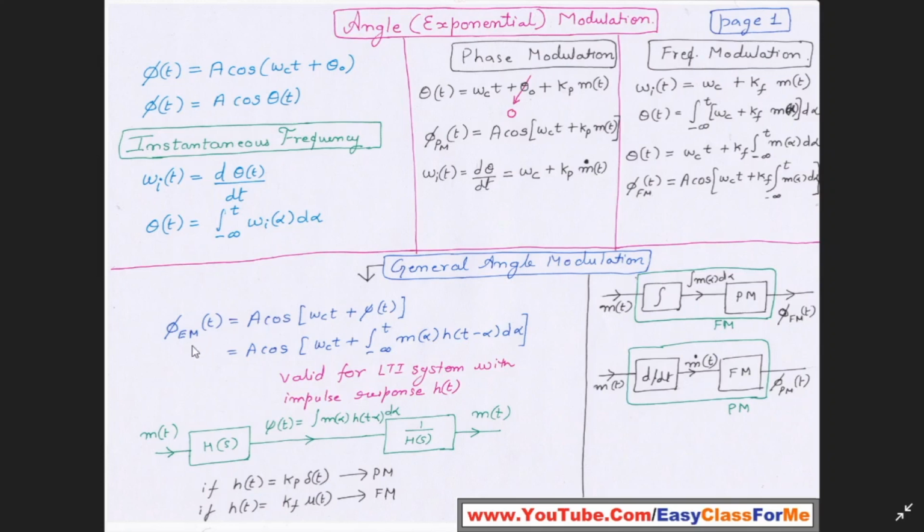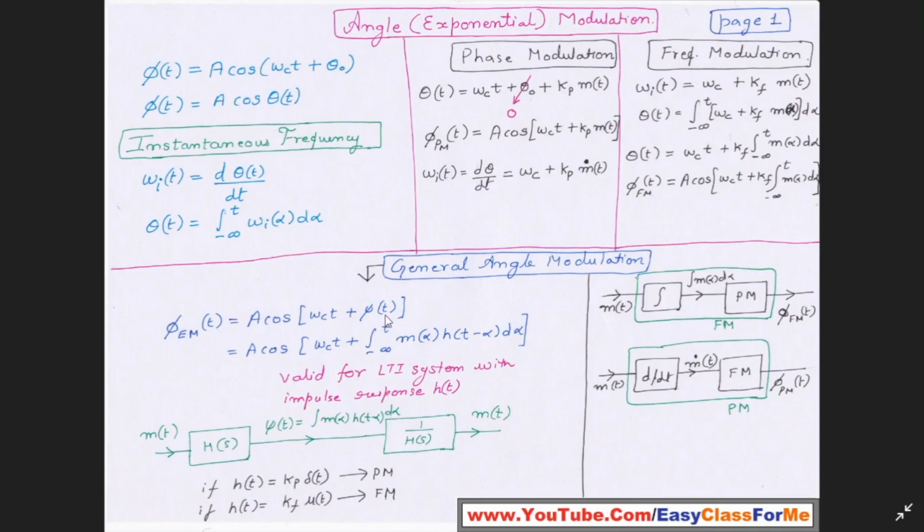In that case, we assume that phi_EM, where EM means exponentially modulated wave, can be written as A cos(omega_c t + psi(t)). So here this psi(t), in case of phase modulation, you see the angle that you had derived was this. So psi(t) was Kp times m(t) for phase modulation, and if you see theta(t) here, the solved form is this. So theta(t) is omega_c t plus this part, which was psi(t). So this psi(t) could be any function of time. If it so happens that it is this, then it becomes frequency modulation, or otherwise it becomes phase modulation.